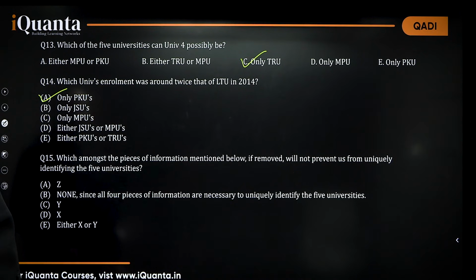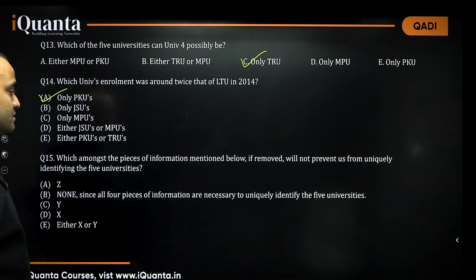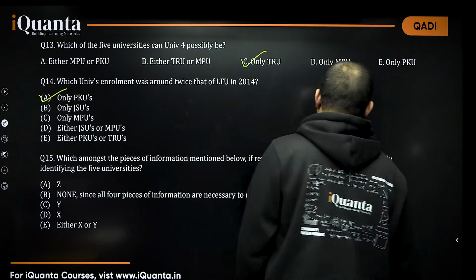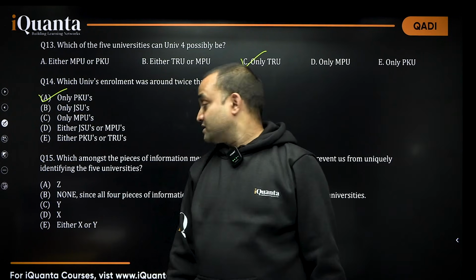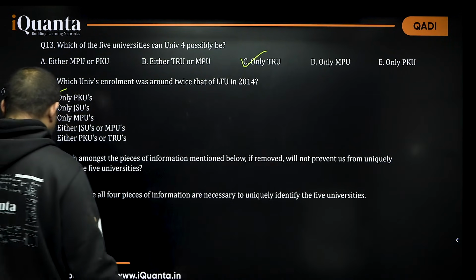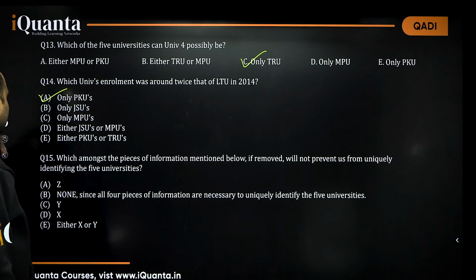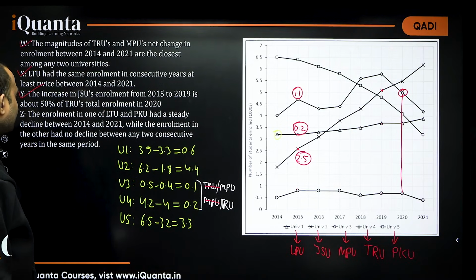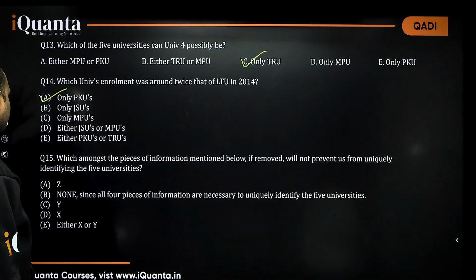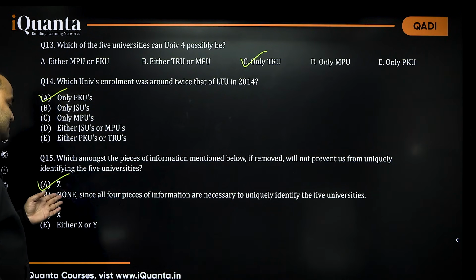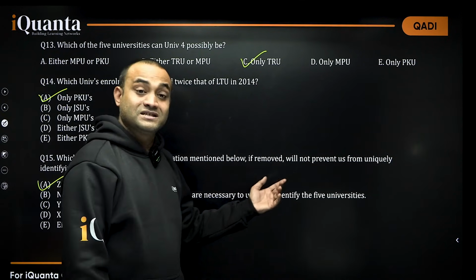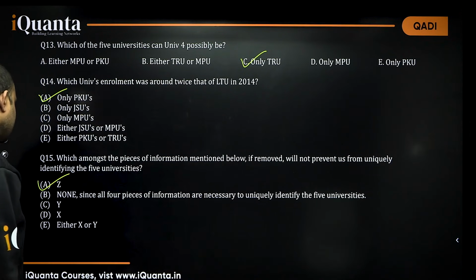Question number 15. Which among the pieces of information mentioned below, if removed, will not prevent us from uniquely identifying the 5 universities, right? One thing we know is that we did not require Z, correct? We did not require Z to find out. So option A will be the correct answer, since all 4 pieces of information are not necessary. So this we can remove.